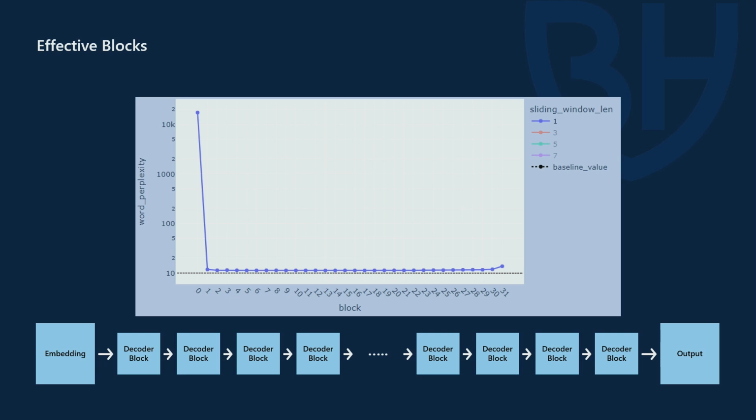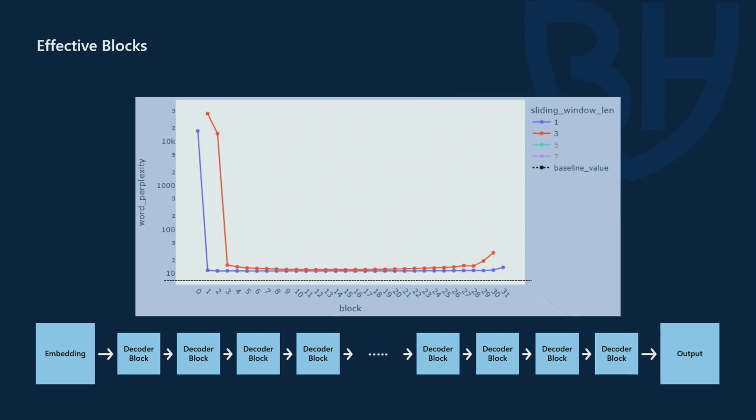So in this graph, on the x-axis, we have the block index from 0 to 32. This is Phi2. So Phi2 has 32 blocks. And this is the result of the perplexity score after removing the first block. And this one is for the fourth block. And this one is for the last block.